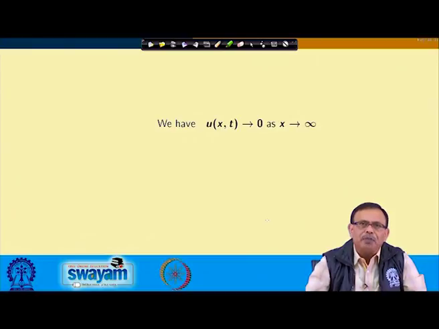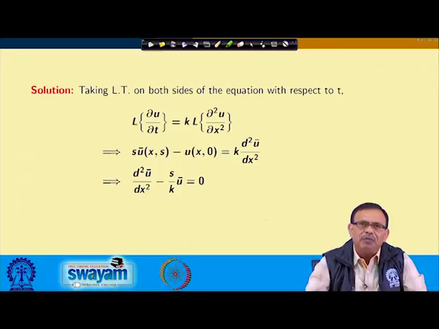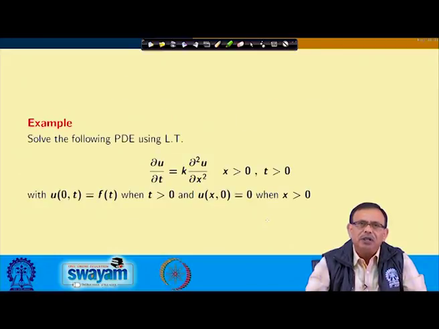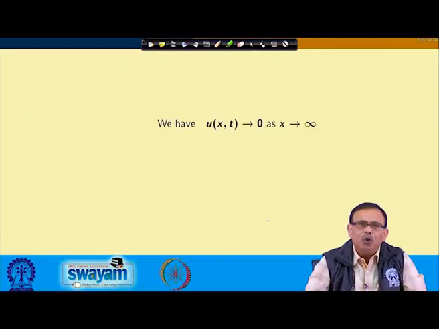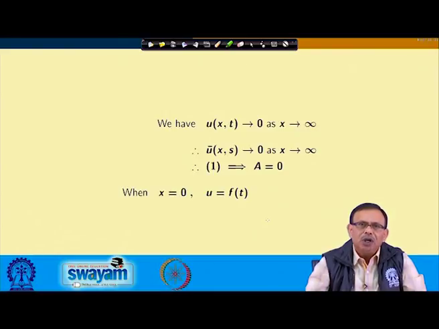Your u(x,t) approaches 0 as x approaches infinity. This we are getting basically from the condition that your u(x,0) is 0 whenever x is greater than 0. So, from here you can tell that u(x,t) will approach 0 as x approaches infinity, and from here you take the Laplace transform. So, u bar(x,s) approaches 0 as x approaches infinity. So, from 1 you will get a equals 0.